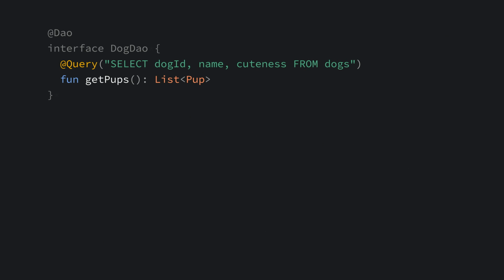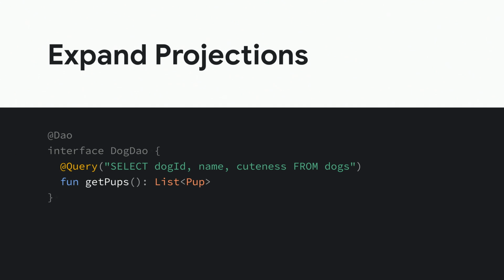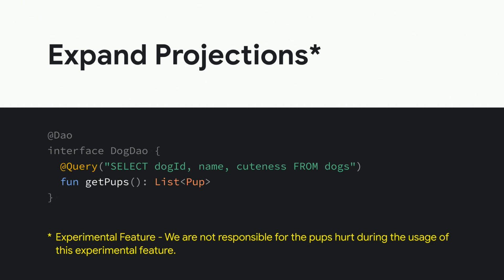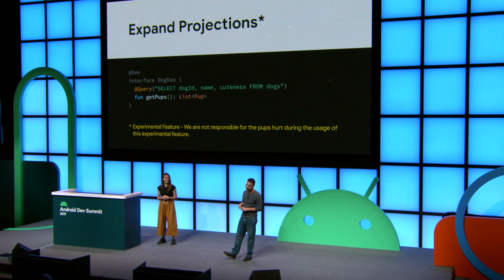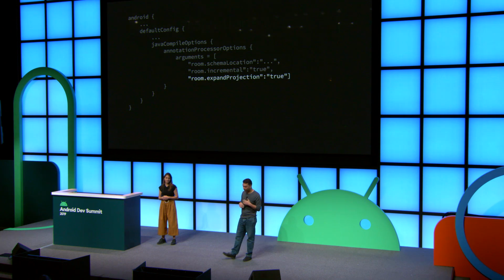With Room 2.2, we added a feature that will actually take that star projection and rewrite it just to the columns that you need. And you get that build benefit, that performance benefit, kind of for free. We call this expanding projections. It's an experimental feature, so try it out and let us know how it goes. To enable it, you have to go to your annotation processor options and also opt in via a flag.